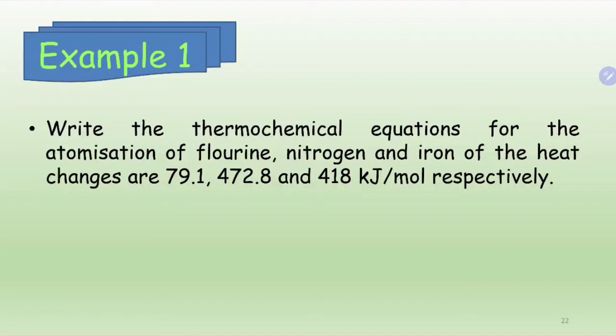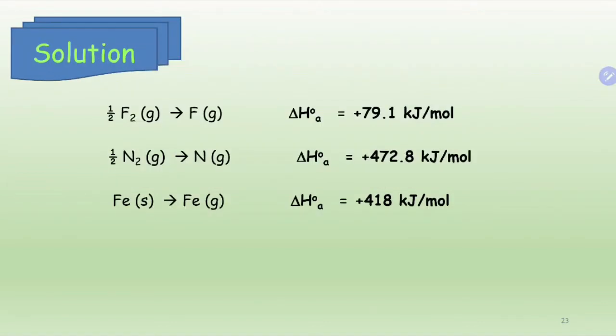Write the thermochemical equation for the atomization of fluorine, nitrogen, and iron with the heat changes given in the example. So in this example, we'll see that atomization of fluorine involves half mole of fluorine molecule breaking up to form 1 mole of fluorine atom. The similar change occurs for nitrogen gas. For iron, solid iron is converted to gaseous iron in the process of atomization.